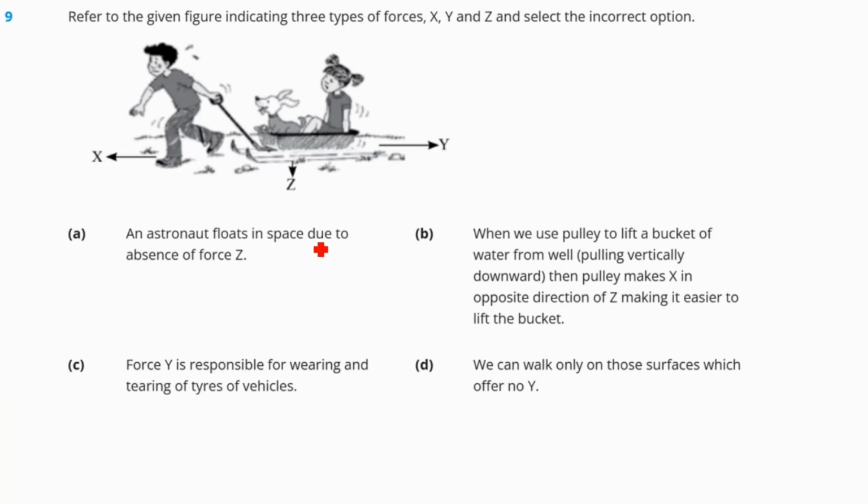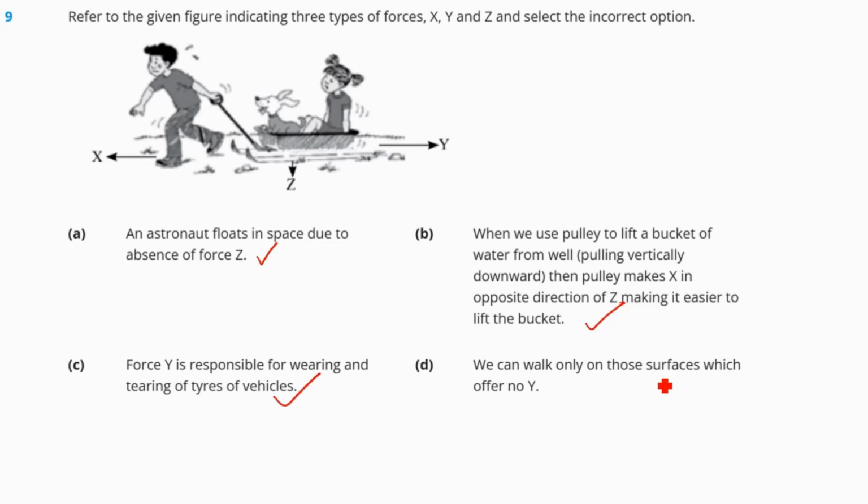An astronaut floats in space due to the absence of force Z. This is correct because there is no gravitational force there. When we use a pulley to lift a bucket of water from a well, pulling vertically downward, then the pulley makes X in the opposite direction of Z, making it easier to lift the bucket. This is also correct. Force Y is responsible for wearing and tearing of tires of vehicles. Yes, frictional force is responsible for the wearing of the tires.